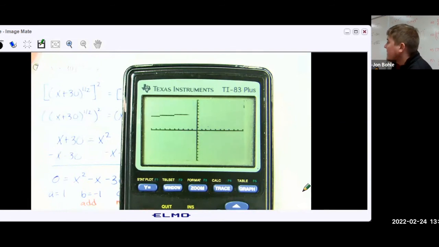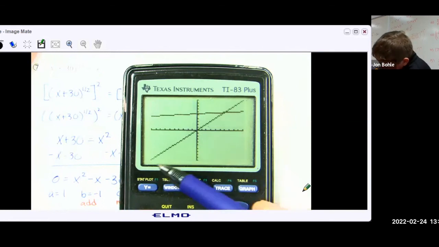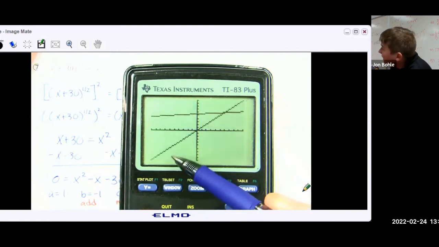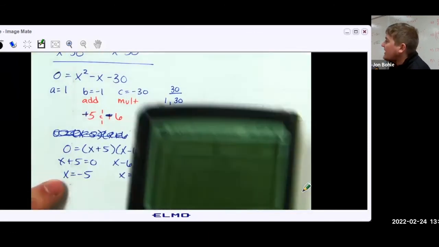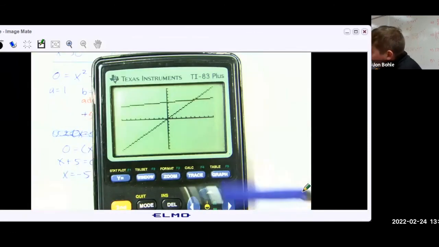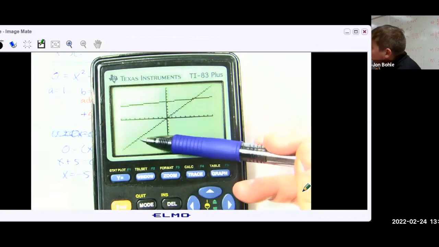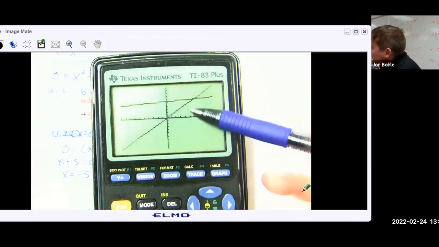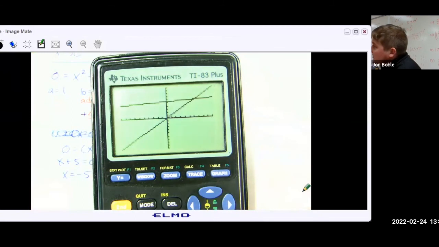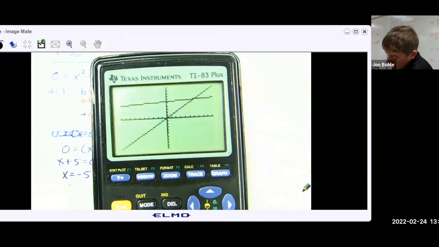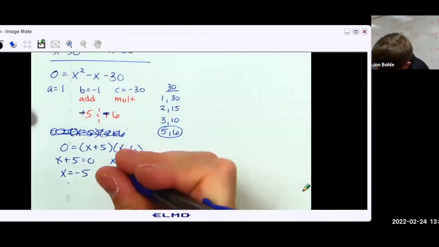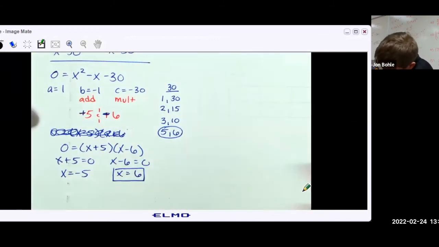Okay, so right here is my line of x plus 30, the square root, and then I have my straight line of just x. So of my two answers, I know I'm looking at -5 and +6. Which one of those two? -5 is somewhere over here. +6 is somewhere over here. Which one has to be the answer? 6. That's the only one that's realistically where they cross. So that's real, and this is an imposter.